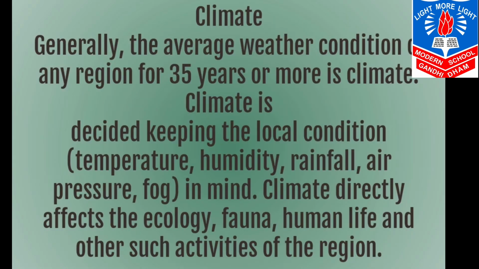What is climate? The average weather condition of any region for a long time period, that is for more than 30 years, or you can say 35 years or more, is known as climate. Climate is decided keeping local conditions in mind, that is temperature, humidity, rainfall, air pressure, fog, etc. Climate directly affects the ecology, that is the ecosystem: plants, animals, human beings and other such activities of the region.